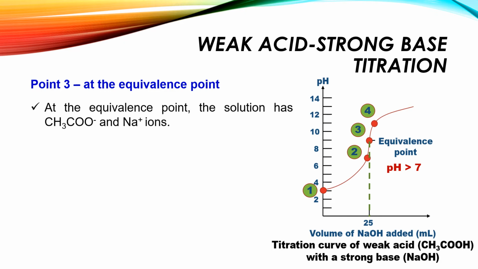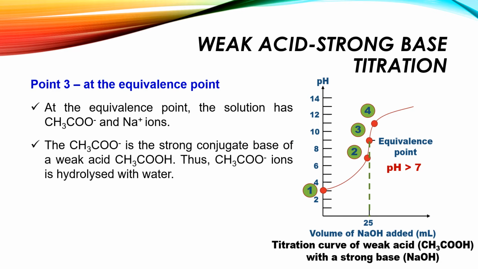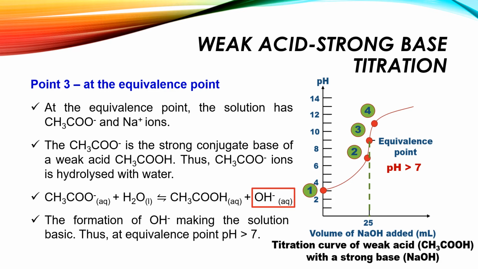At the equivalence point, the solution has ethanoate ions and sodium ions. Since the ethanoate ion is a strong conjugate base of a weak acid, the ethanoate ions are hydrolyzed by water. The presence of hydroxide ions makes the solution basic. Thus, at the equivalence point, the pH must be greater than 7.